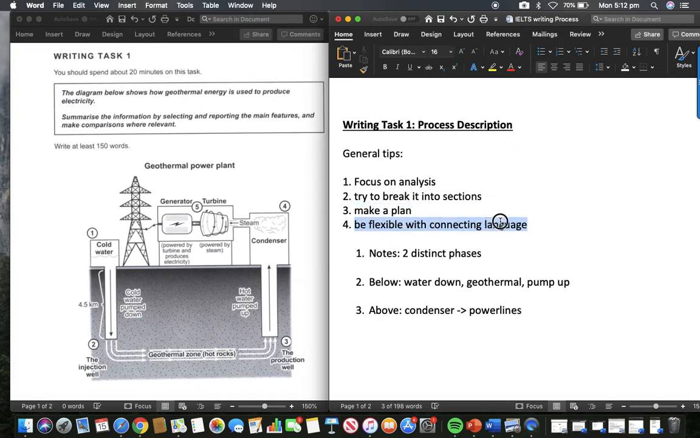Finally, be flexible with your connecting language. And I'll show you what that means soon. But what I really want to say with that is don't try to rely on first of all, secondly, finally. It's fine, but you want to have other ways to connect, which we will talk about.